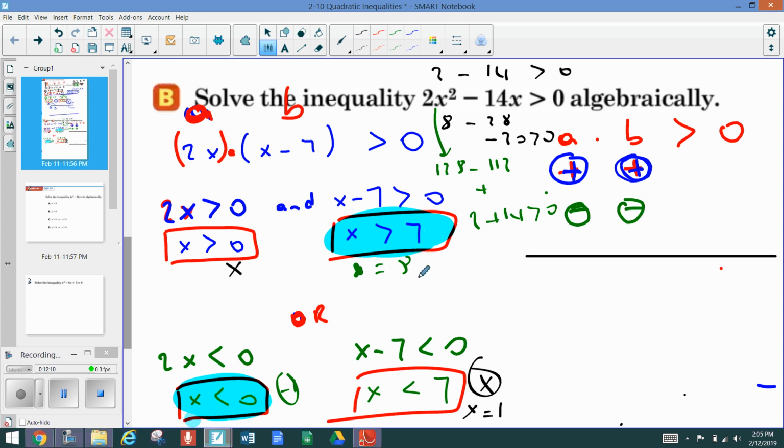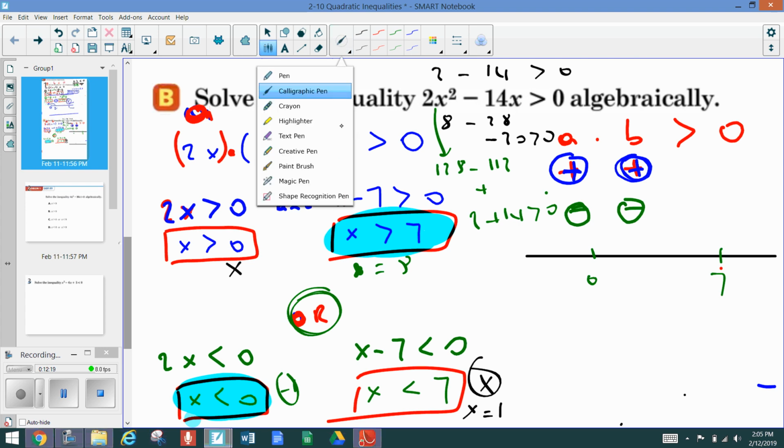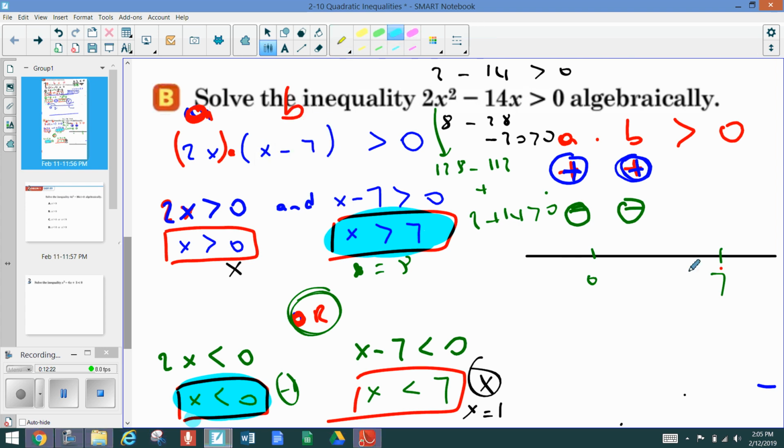And then once we graph it, 0 is here, 7 is here. So what you see here, the sign is or, either one. So x is greater than 7 and then less than 0. So is 7 and 0 included? The question is, is 7 and 0 included? No, because it's not on the line, so it's not equal.